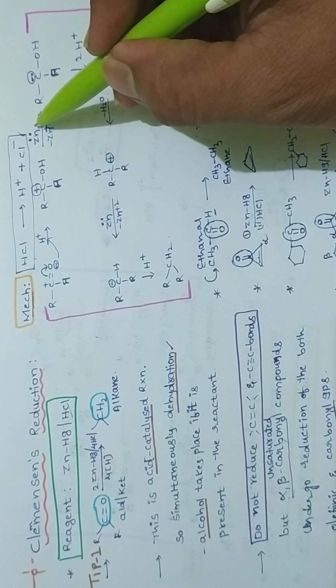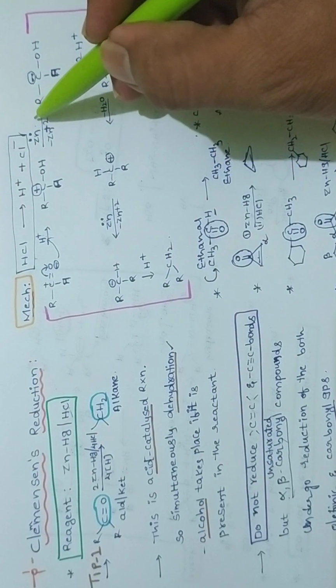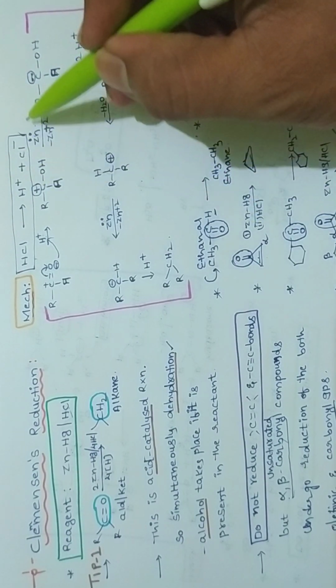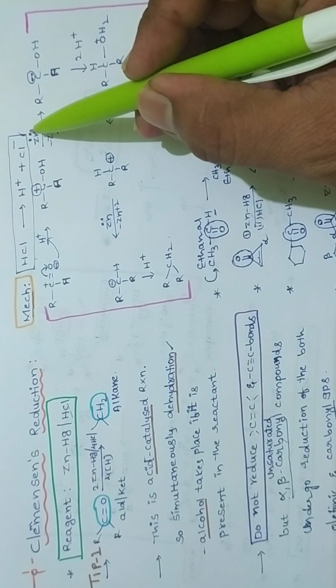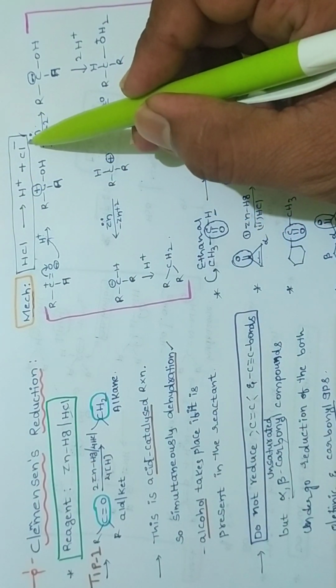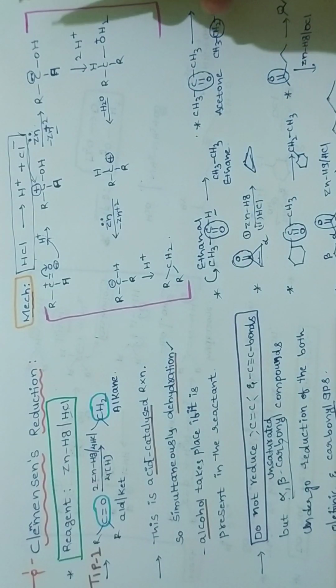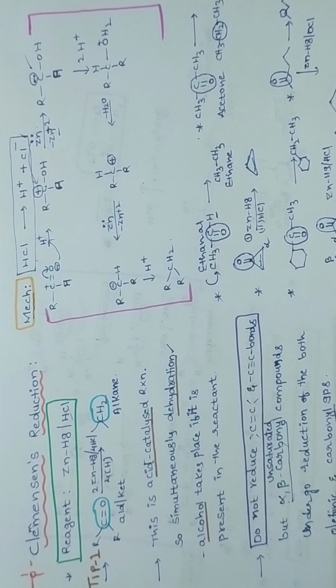Now zinc is losing electrons, and those electrons are gained by this carbon. How many electrons does zinc lose? 2 electrons. Then it becomes inert gas configuration. So zinc loses 2 electrons, and those electrons are gained by this carbon. Therefore we will get a carbanion.